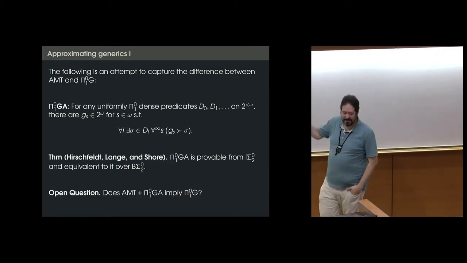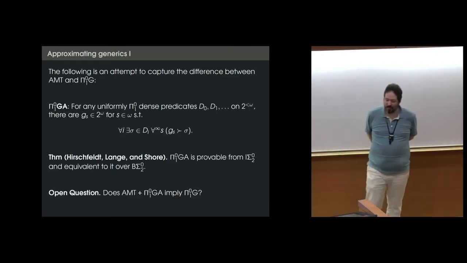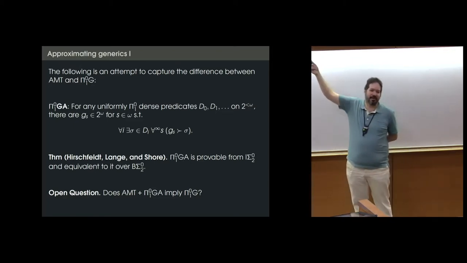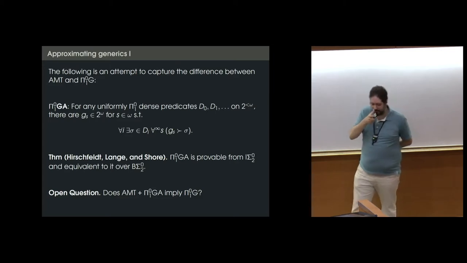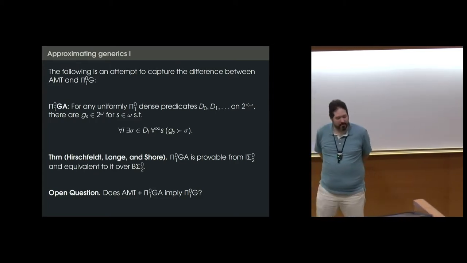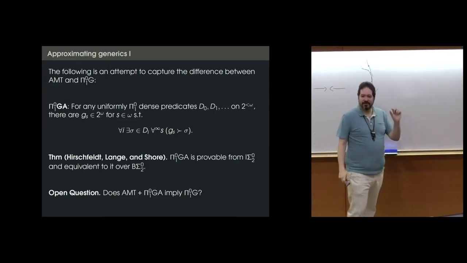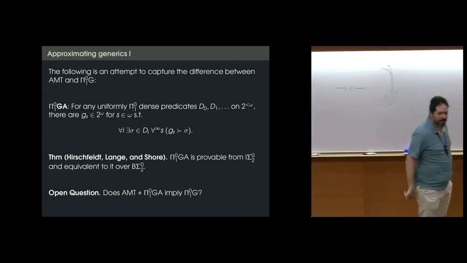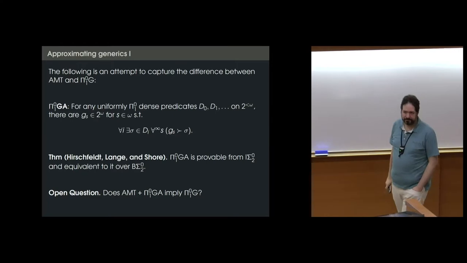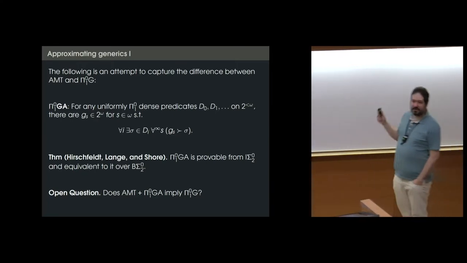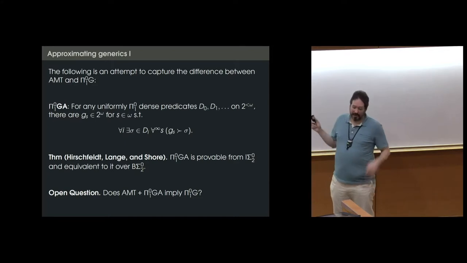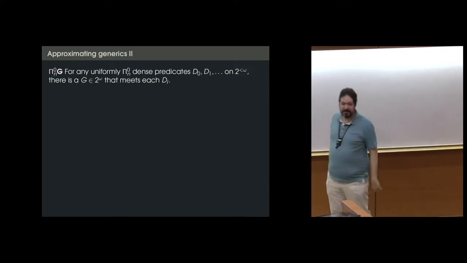That's all nice, but we don't actually know whether AMT plus Pi 0 1 GA actually implies Pi 0 1 G. Of course, Pi 0 1 G implies it, right? That's obvious. But we don't know whether it really is the difference between AMT and Pi 0 1 GA. And I'd like to know that. That's the first puzzle that I'd really like to know. Okay, so that's one.